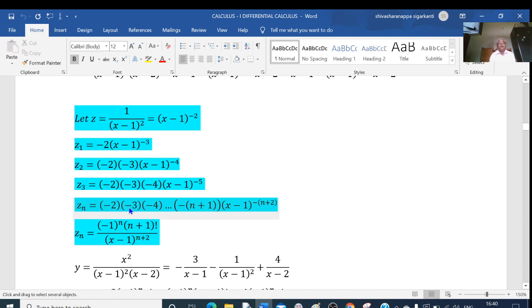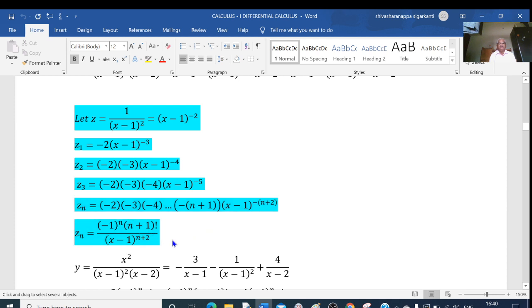This as minus 1 into 3. This as minus 1 into 4. This as minus 1 into n plus 1. That is minus 1 into minus 1 into minus 1 up to n times. That gives minus 1 to the power of n. So all negative signs we have written here. Then what remains is 2 into 3 into 4 into up to n plus 1. This is nothing but n plus 1 factorial.